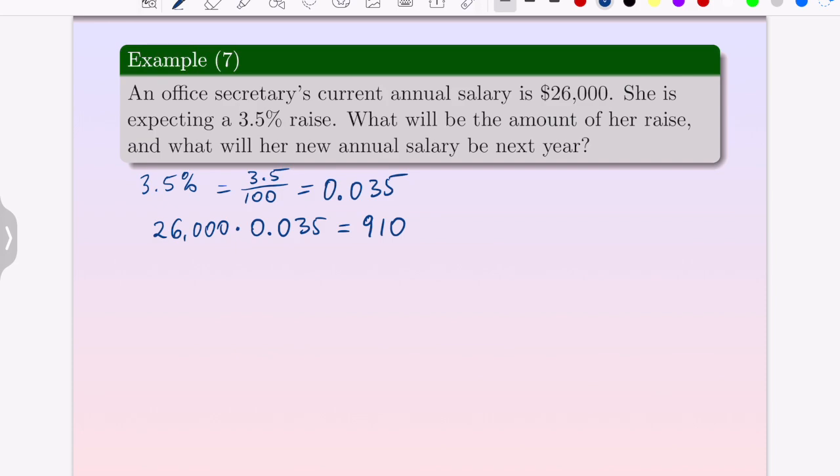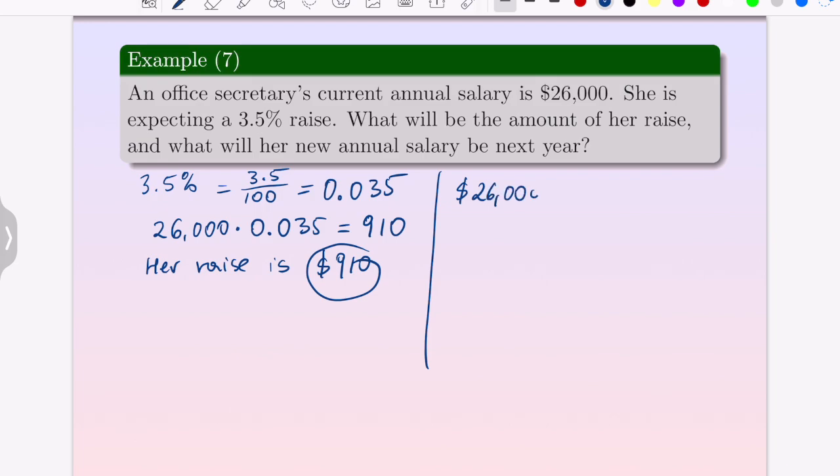So her raise is 910. And then for part B, what would be her new salary would be 26,000 plus 910. So her new salary would be $26,910.